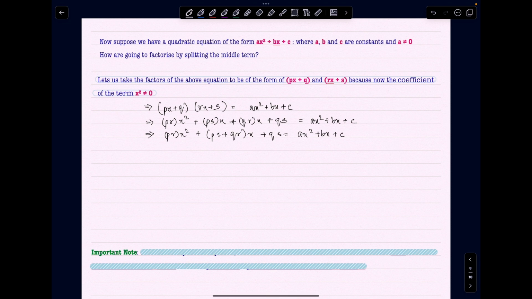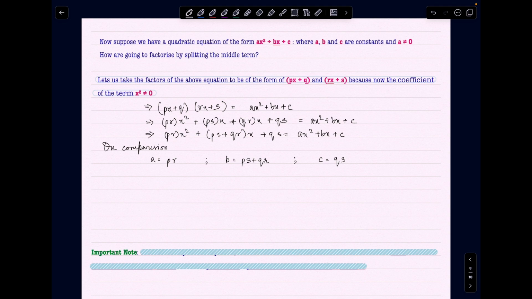On comparison, you can compare the x square term: ax square equals pr x square. So we can write a equals pr. Coefficient of x square here is a, and here it is pr. Second, coefficient of x is b here, and here the coefficient of x is ps plus qr. So b equals ps plus qr. Third, on comparison, c equals qs.